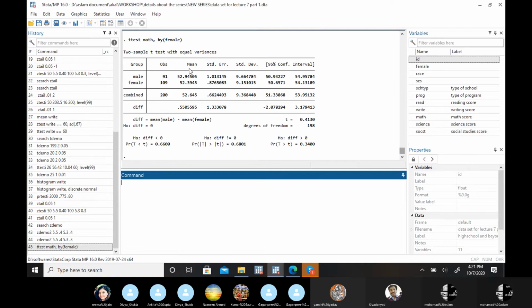So let's see the first averages for both these cases. The mean score for math for the male is 52.94 and female is 52.39. So in this case, the data is already indicating that more or less they are equal, right? So let's see our results. This is a two-tailed test. So if we go with the p-value approach, p-value is greater than the level of significance. So we reject the null hypothesis.